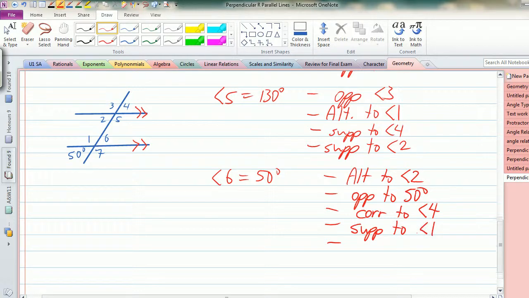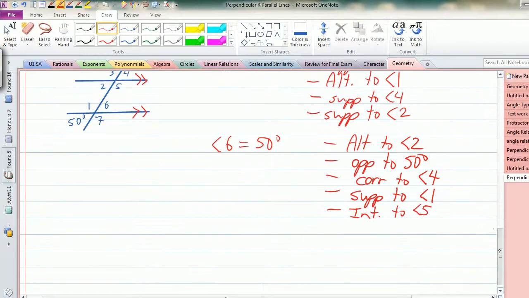I think there's only one reason left. Who's got it? Yeah, Amy? Is it interior to 5? Yeah, well done. So angle 5 and angle 6 add up to 180 degrees. So interior to angle 5. Perfect. Okay, so now we're going to deal with angle 7.